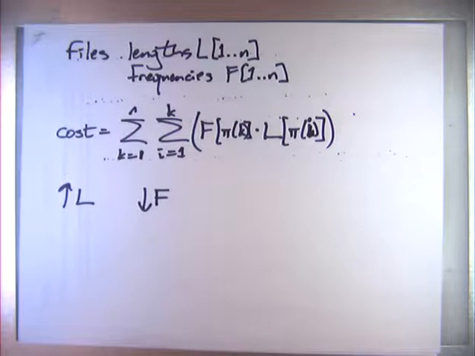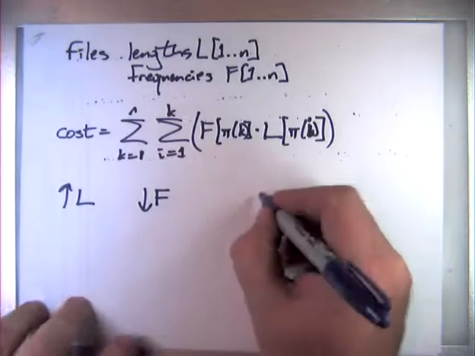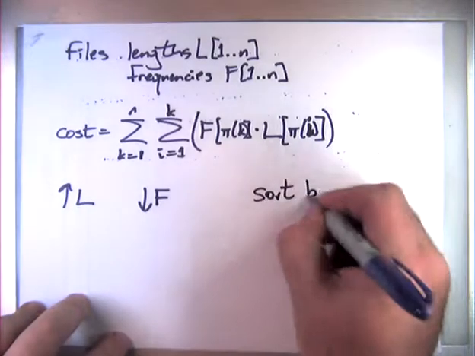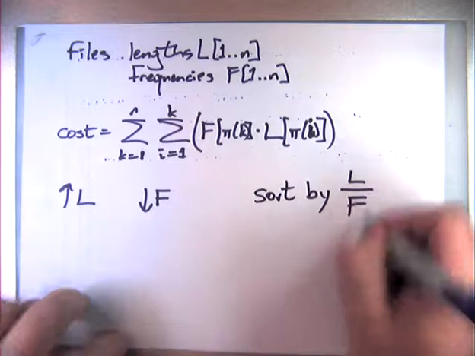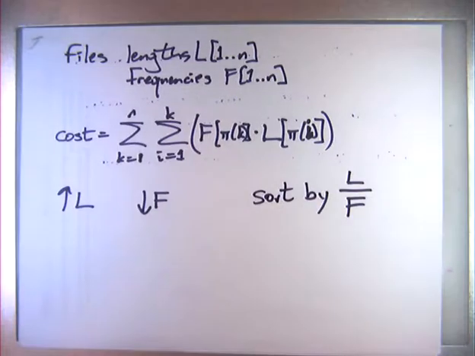Somebody hasn't suggested the wrong solution yet. Yeah. Can you take the ratio? The ratio, that's the correct solution. So sort by length over frequency.